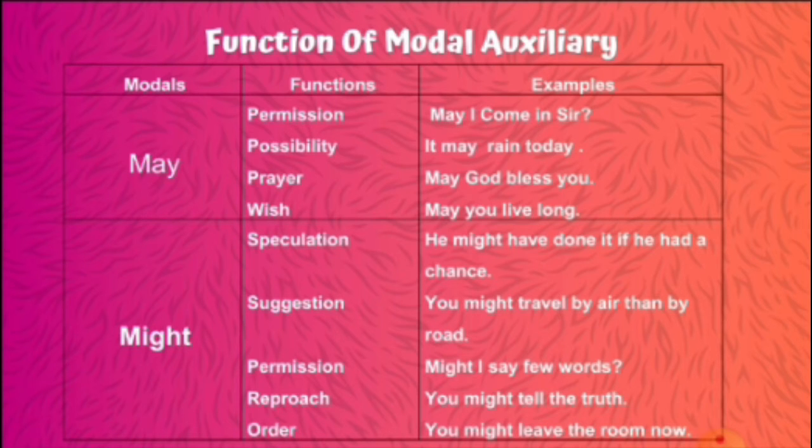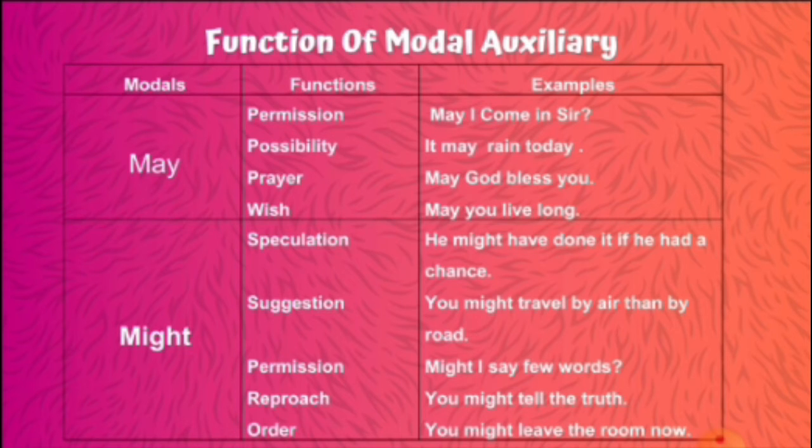For example, when I say, I may come to your home tomorrow, there is some possibility that I would come to your home tomorrow. But when I say, I might come to your home tomorrow, the possibility decreases, and it shows that we are not sure whether it is going to happen or not. So there is a lot of uncertainty when we use might.